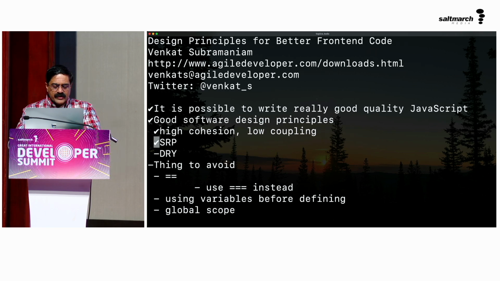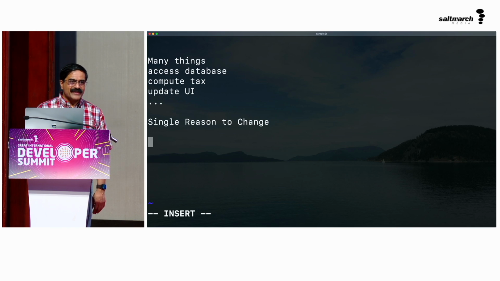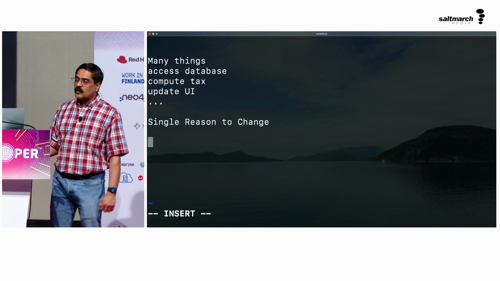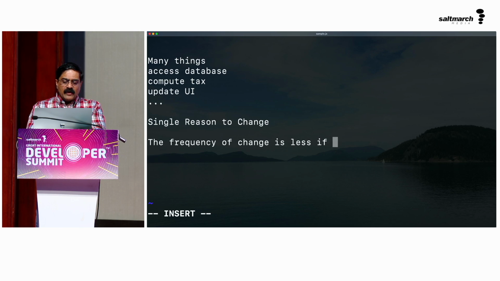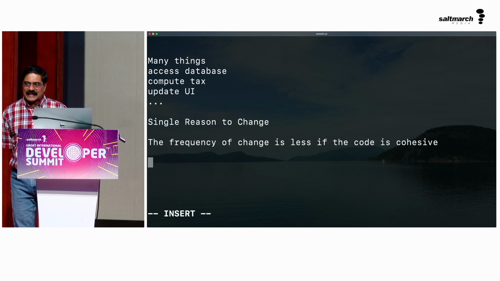But it's more than a single responsibility. You want to think about it as a single reason to change principle. So the idea here is you want it to have a single reason to change rather than having multiple reasons to change. But why do we want a single reason to change? The benefit of this is the frequency of change is less if the code is cohesive. So essentially, if the code is more cohesive, you're going to change it less often.